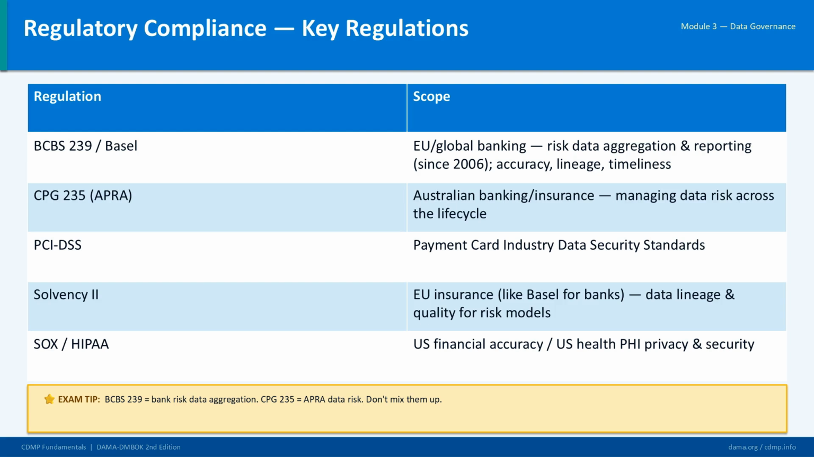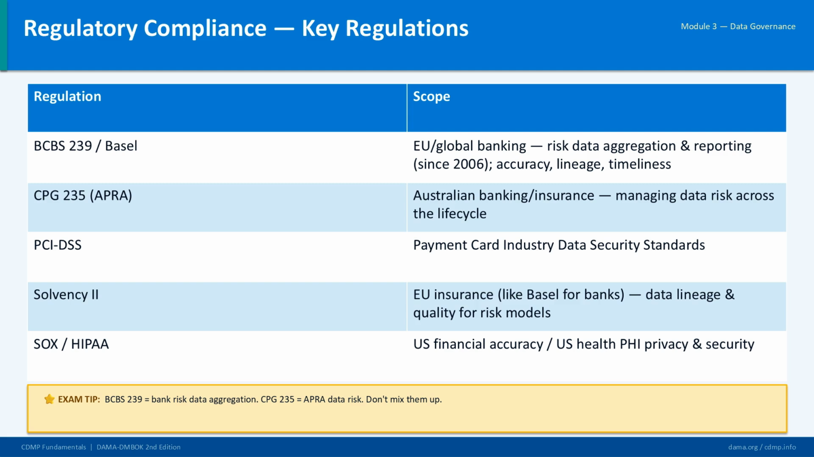Since compliance is the most common driver of governance, you should recognize the key regulations the DMBOK names. BCBS 239, tied to Basel, governs risk data aggregation and reporting in banking. It's been in force since 2006 and demands accuracy, lineage, and timeliness of risk data. CPG 235, from the Australian Prudential Regulation Authority, is about managing data risk across the lifecycle for banks and insurers. PCI DSS is the payment card industry data security standard.